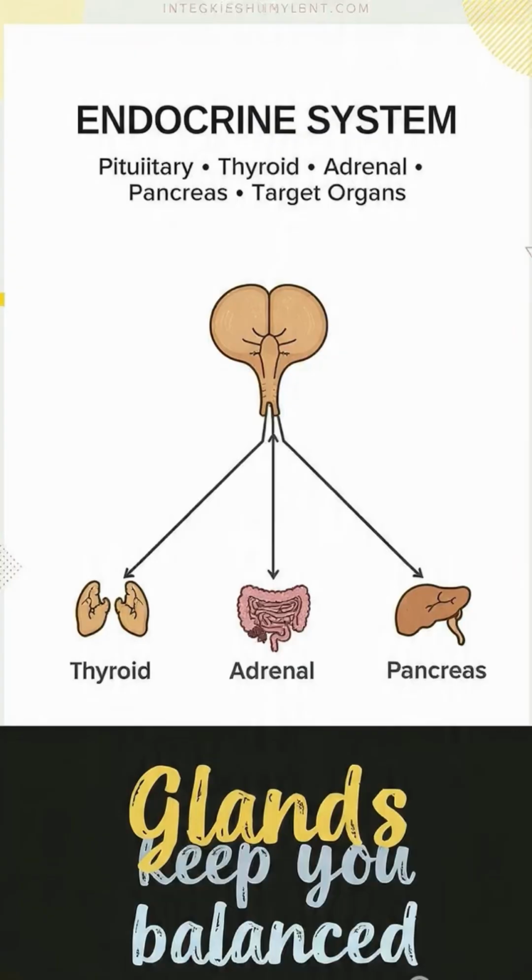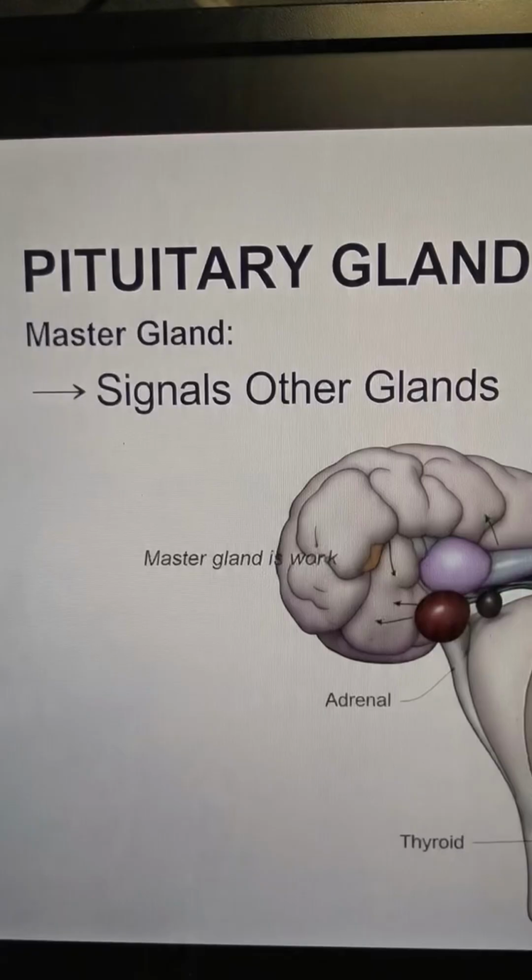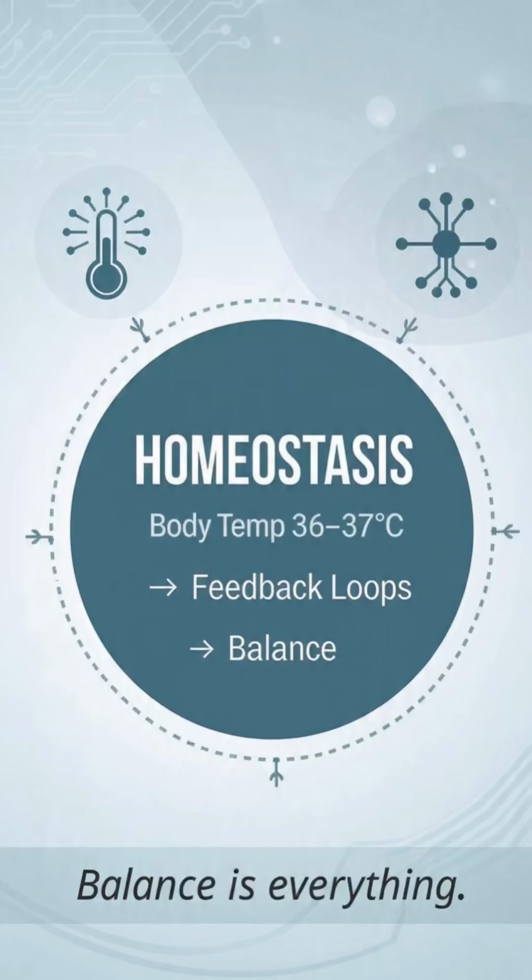Other slides cover multitasking in the brain, the endocrine system, the pituitary gland, and the master gland. Homeostasis for keeping body temperature stable, and melatonin's role in sleep. These slides teach how the body coordinates different systems to stay balanced and respond to changes.